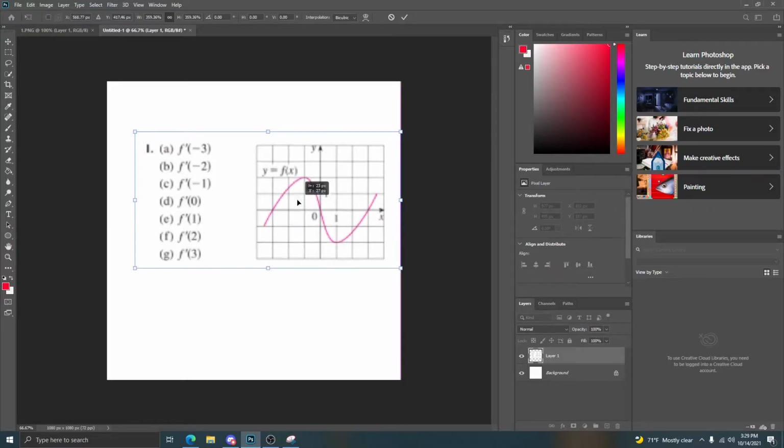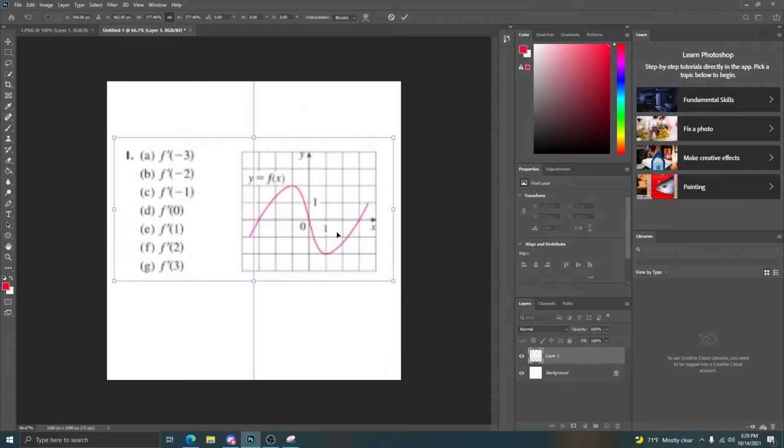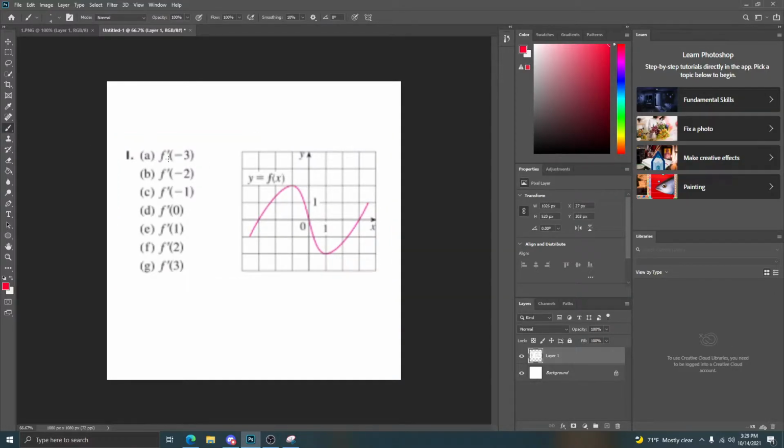So basically, what we're doing is finding the derivative, or like if we were to graph the derivative of this graph, we're finding what these values on that graph would be. So what the derivative is, it's the slope. For example, the answer to this would be whatever the slope is at -3 on this graph.